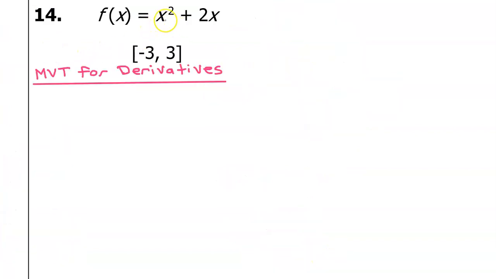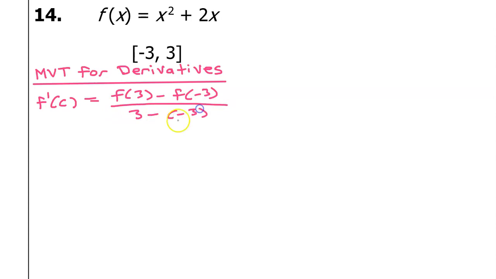So here is a new function and a new interval. Let's find the value of c whose existence is guaranteed by the mean value theorem for derivatives. F prime at c for some value c will equal f at 3 minus f at negative 3 divided by 3 minus negative 3.